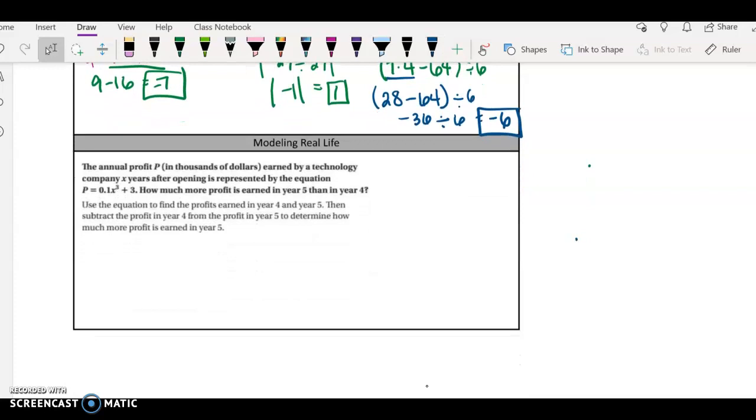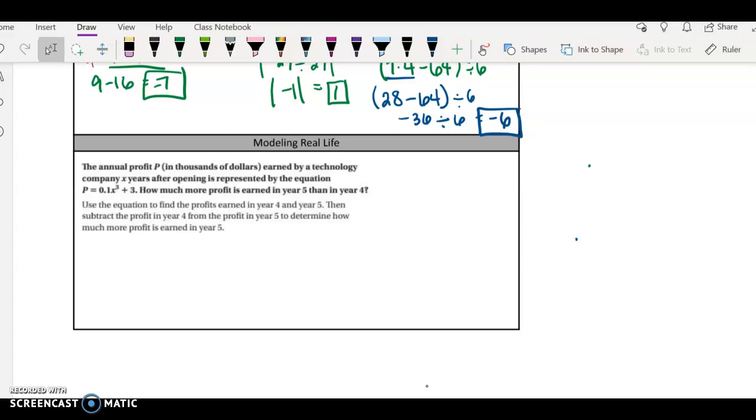The annual profit, P, in thousands of dollars, earned by technology company X years after opening is represented by the equation P equals 1/10 times x to the 3rd power plus 2. How much more profit is earned in 5 years than in 4 years?